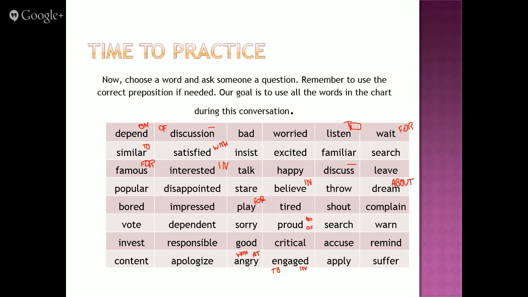Famous, no preposition. Now you would say he's a famous person, because if that's an adjective, you have no preposition. But if you want to use it as a verb, then you would have the preposition for. So he is famous for the cartoons that he draws. Sometimes they can be used as an adjective, and of course there would be no preposition there.